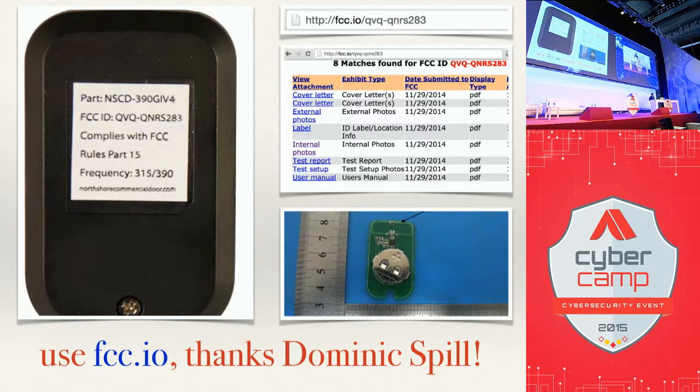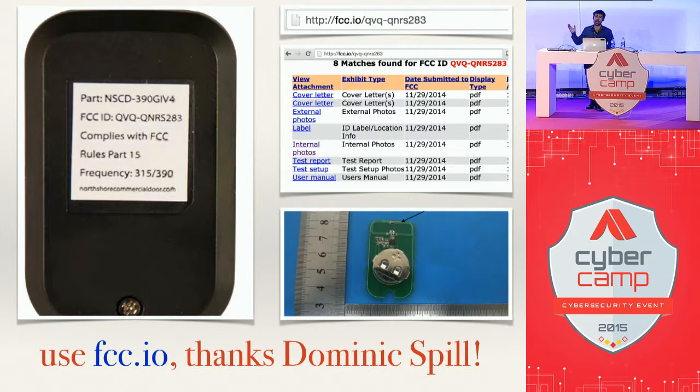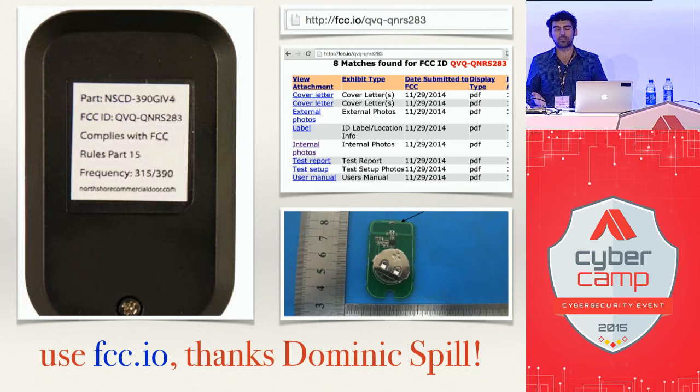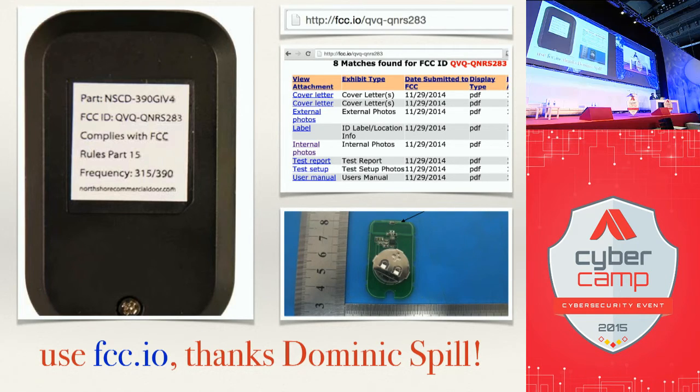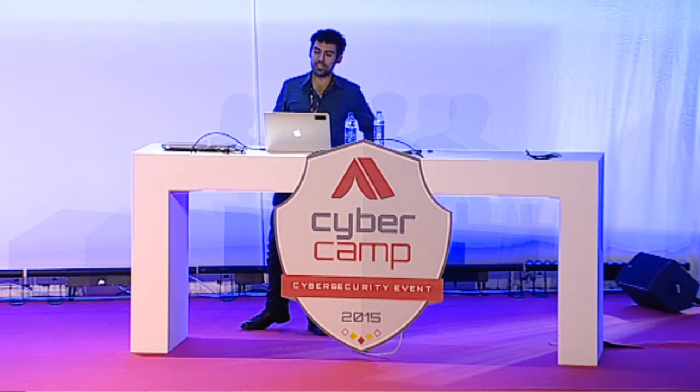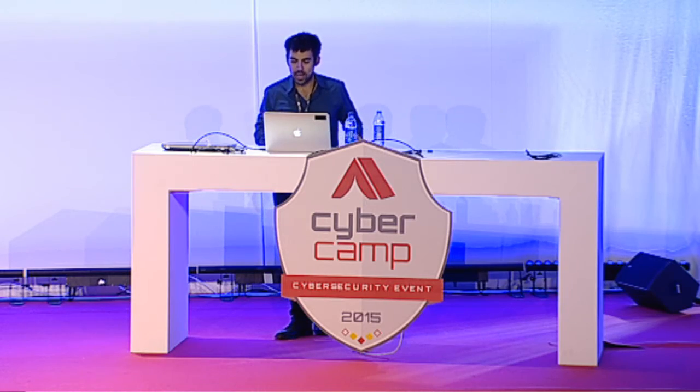When we go online, what I would suggest is using fcc.io. It's a website where you can type in an FCC ID, even for a phone, for example, and it will show you all of the publicly available information from the FCC. Now, the FCC does all sorts of things when you're trying to register a product that performs transmitting. A phone is a transmitting device. It transmits voice, data, all sorts of things. By going to fcc.io, which Dominic Spill created, we can see all sorts of things inside.